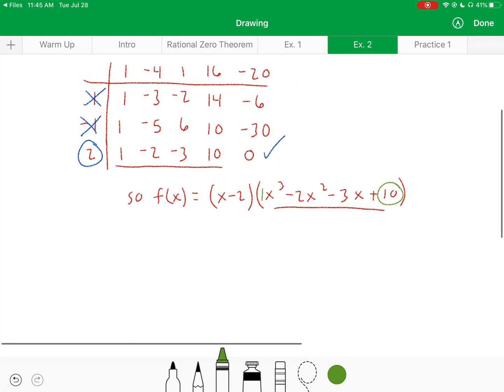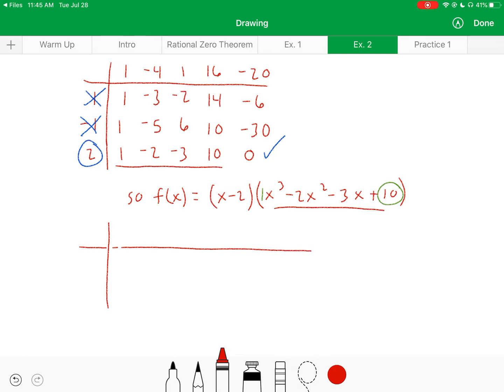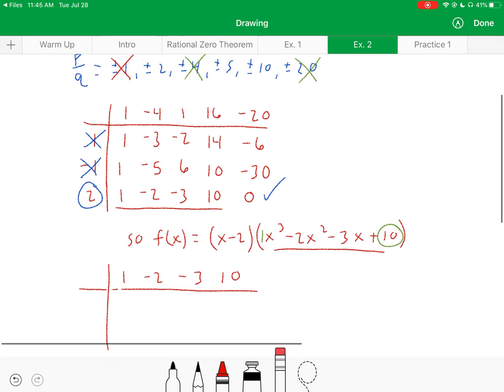So we need to do this testing process one more time. I'll copy the coefficients of 1, -2, -3, and 10. And then I start testing numbers from the same list of P over Q's from above. I don't have to test 1 and -1 again, because if they didn't work for the larger function, they're not going to work for the smaller factor, okay? I should test 2 a second time, though, because there is a possibility that 2 could repeat. So let's try that one more time.